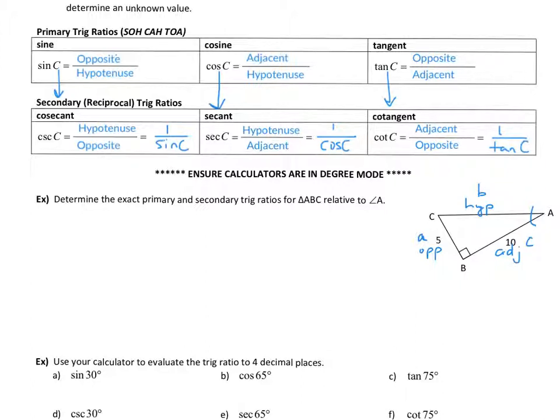Okay, so we know side a, which is 5, we know side c is 10. I need to get side b before I can state the sine of angle A, which will be 5 over whatever b is equal to. So when I know two sides of a right triangle, I can find the third using the Pythagorean theorem, and it is the hypotenuse that I need to find.